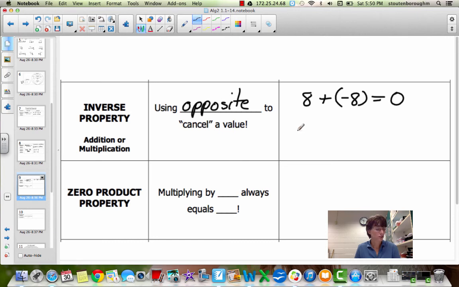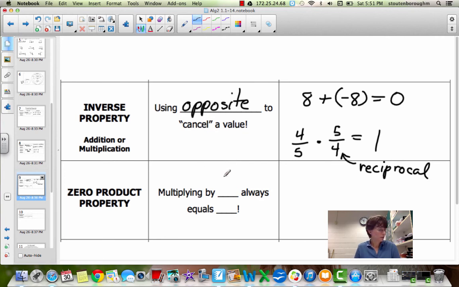Multiplication is a little different. We're going to use a fraction to show this one. If I have 4/5 and I multiply it by its opposite, in this case the opposite is referred to as the reciprocal, which would be its flip version, we're going to get the answer 1. If we multiply across the top, multiply across the bottom, we get 20 over 20, which is 1. And remember that this is really called the reciprocal. Okay? And that would be our inverse property.